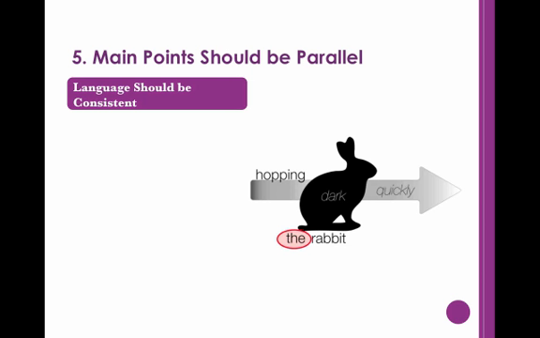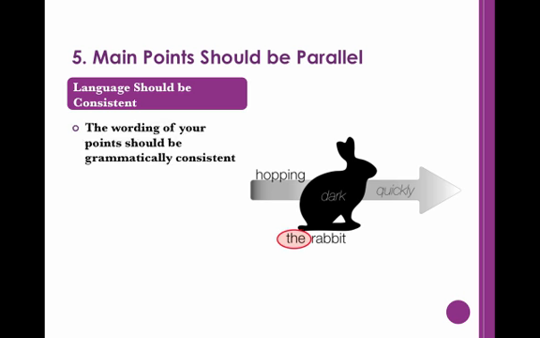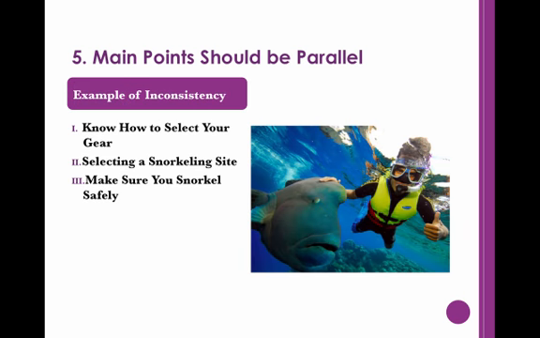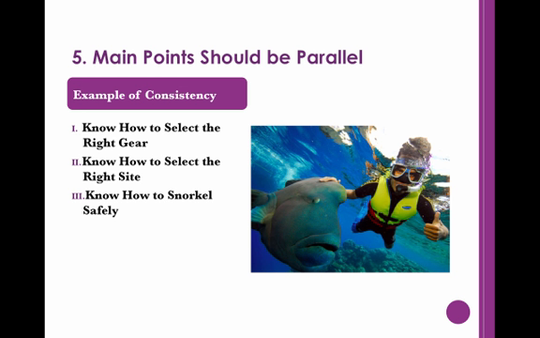The fifth thing to remember is that your main points should also always be in parallel form. This means that they all agree grammatically. For example, if you were giving a speech about snorkeling, you would not want to say, in order to have the best snorkeling experience possible, you should know how to select your gear, selecting a snorkeling site, and make sure you snorkel safely. Instead, you might say, in order to have the best snorkeling experience possible, you should know how to select the right snorkeling gear, how to select the right site, and how to snorkel safely.